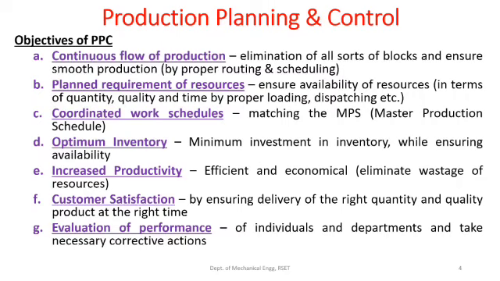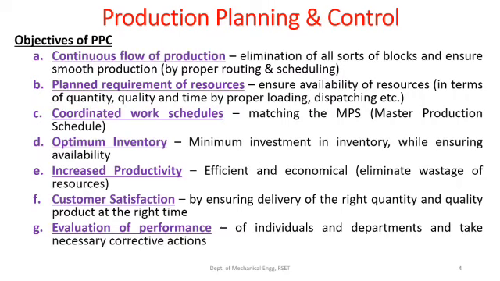Now we'll have a look at the various objectives of production planning and control, or why we have a function called production planning and control. The basic objectives of PPC are the following, as listed in this slide. We'll start with the very first one, that is to ensure continuous flow of production. Production planning and control helps to eliminate all sorts of blocks and ensure that the production activity is smooth. This is done by proper routing and proper scheduling so that there is no clash in schedules.